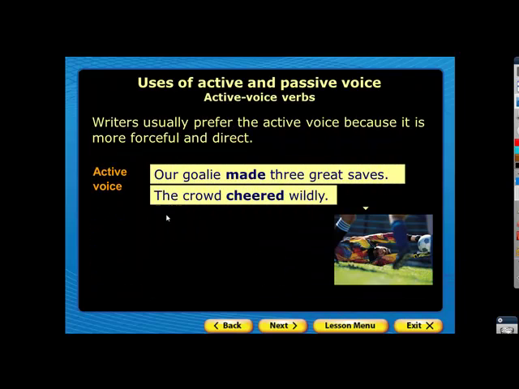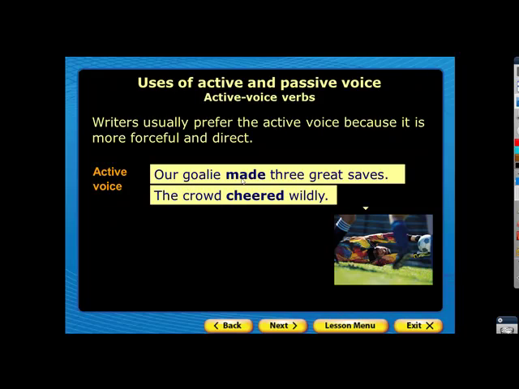Okay. Writers usually prefer the active voice. Why? Because it's more forceful and direct. Why are we studying active and passive voice? In the first place, you're going to write. Okay? You need it. And you need to focus on specific elements here. In this case, there is the performer or the receiver. Writers prefer the active because we're talking about characters, the doers of the actions.